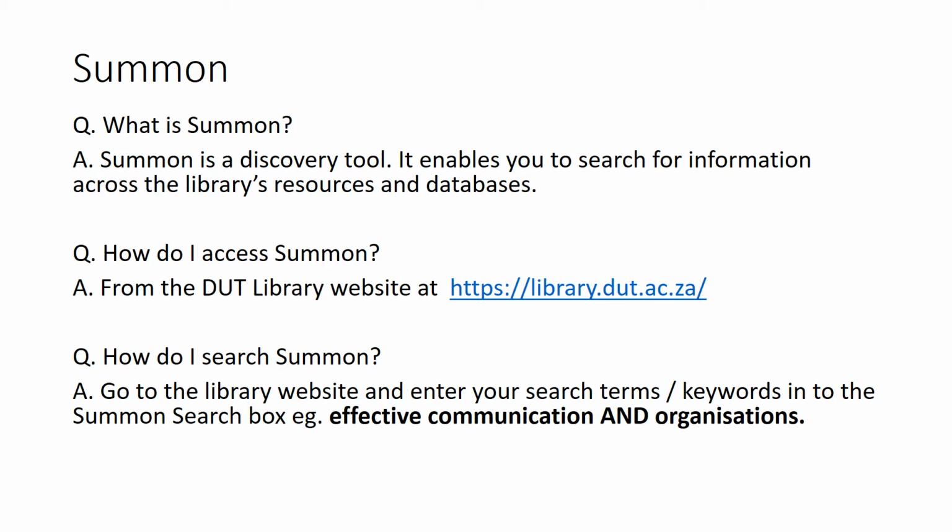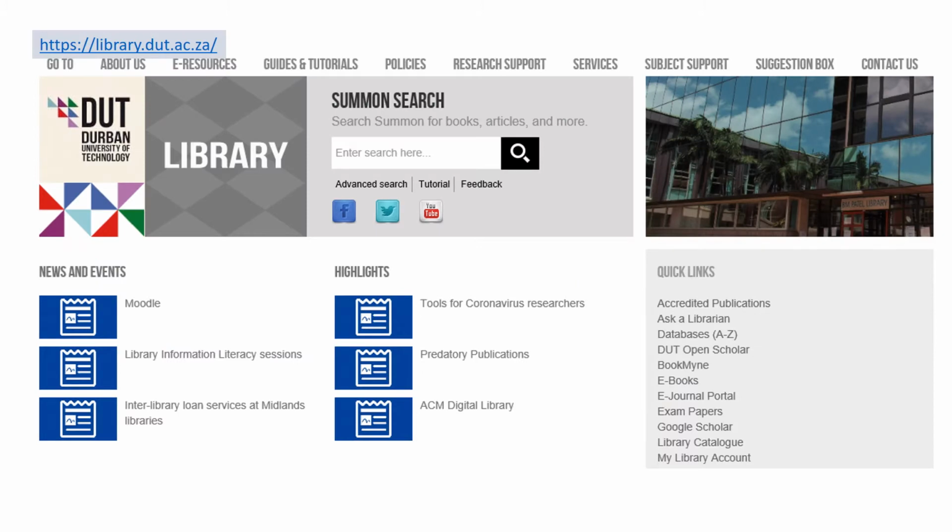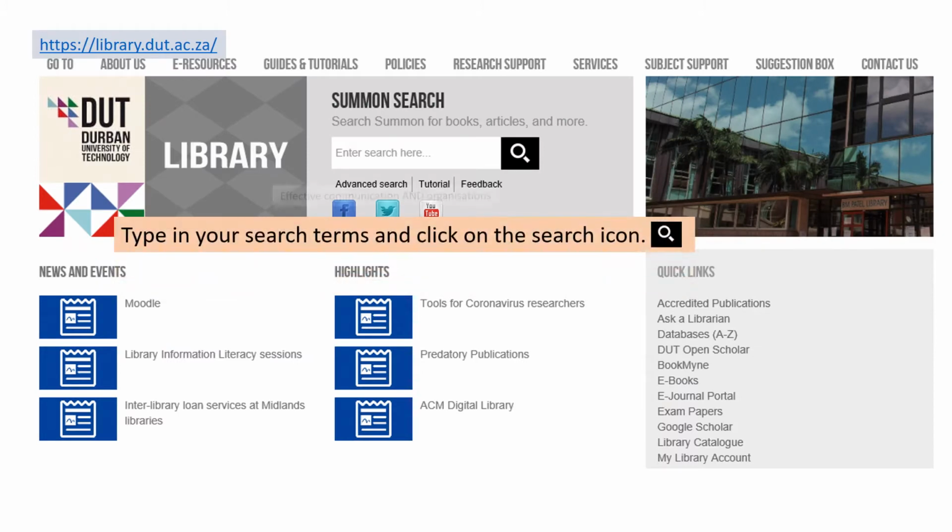From the DUT Library website at library.dut.ac.za. How do I search Summon? Go to the library website and enter your search terms or keywords into the Summon search box. For example, effective communication and organizations. Type in your search terms and click on the search icon.